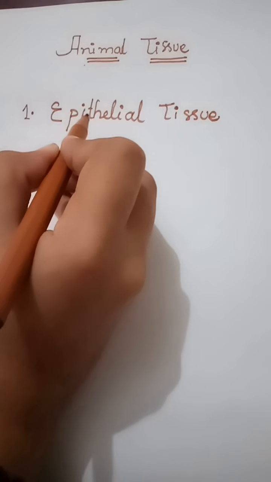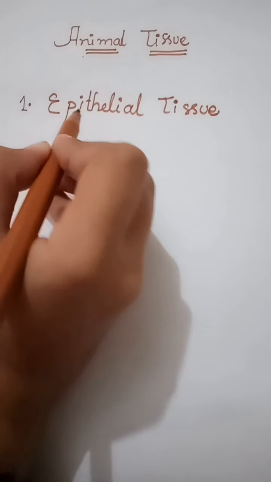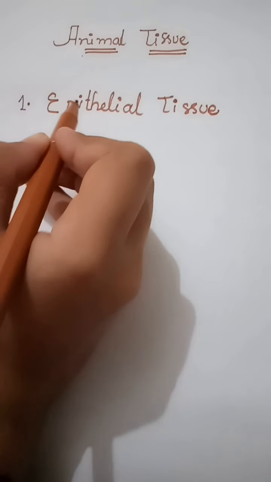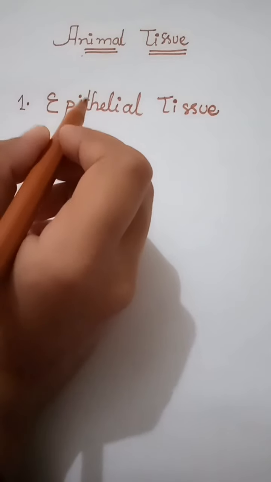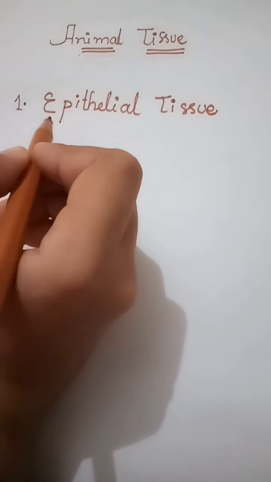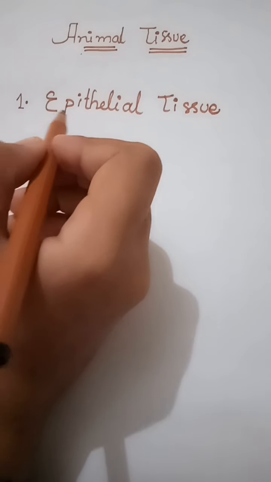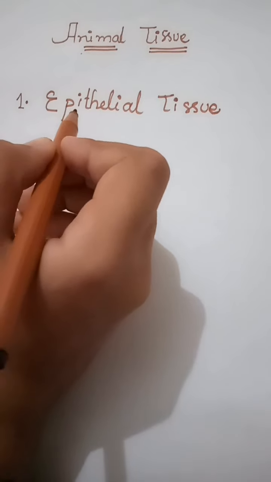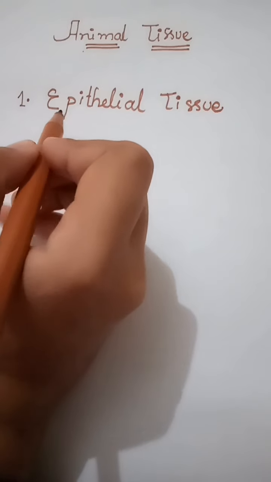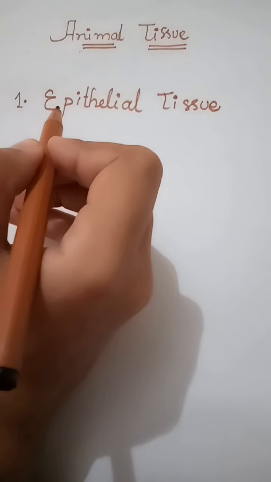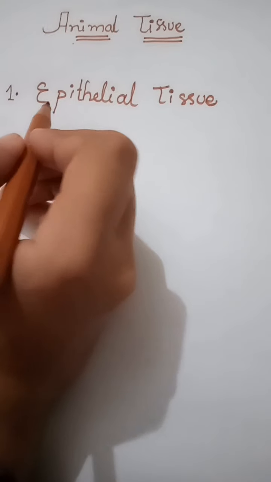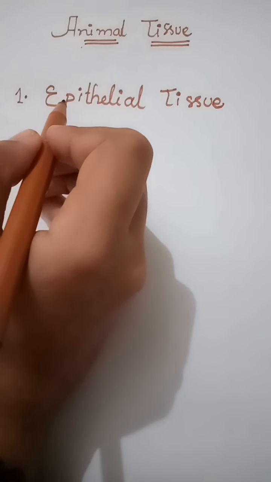Epithelial tissues. This tissue is made up of epithelial cells. It forms the outer and inner lining of all the parts in the body. The outer surface of the skin and the inner surfaces of the mouth, stomach, intestine and lungs are all covered by epithelial tissue. In these tissues, the cells are placed on a basement membrane. The cells are closely packed with no intercellular spaces.